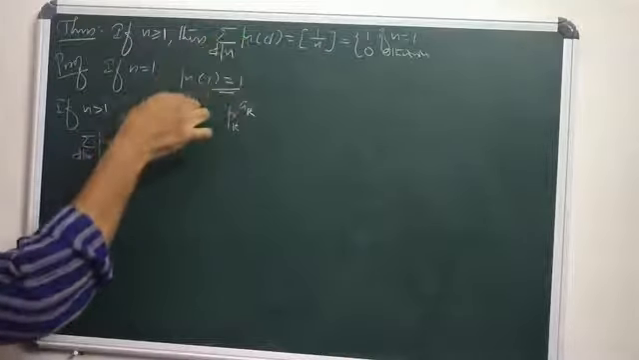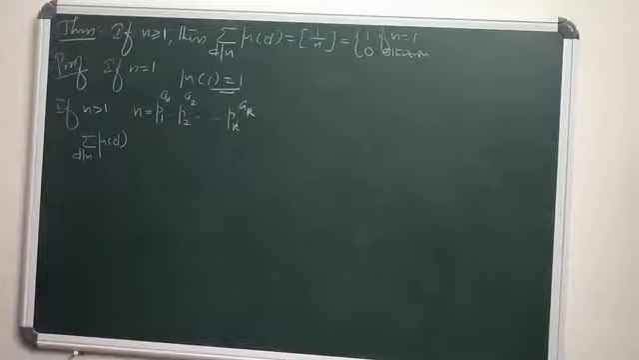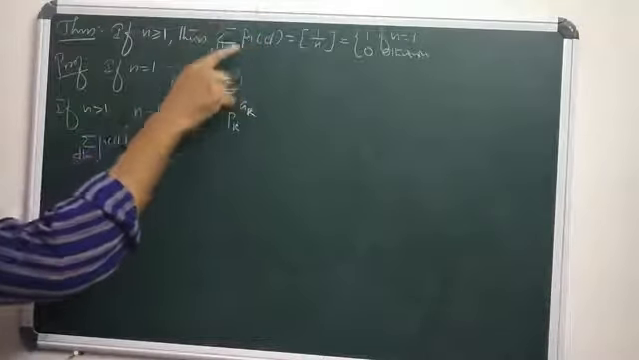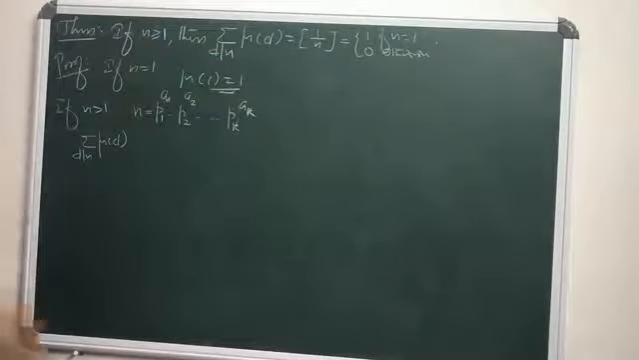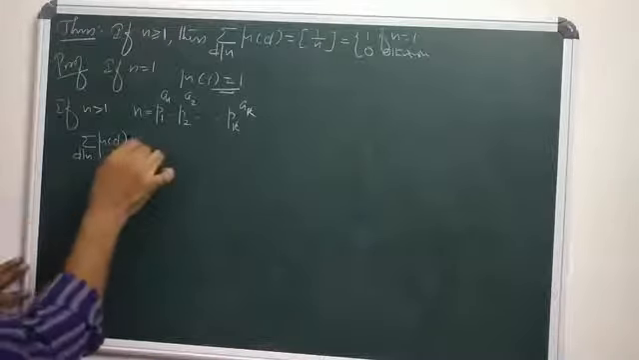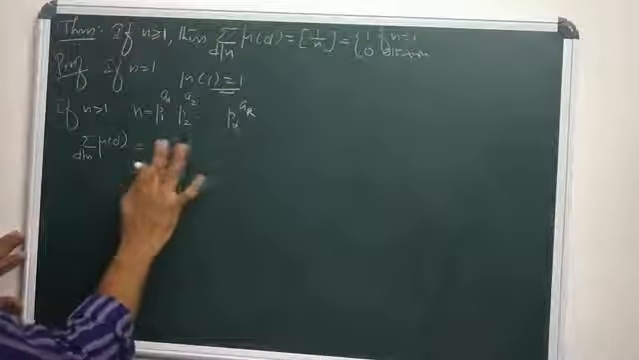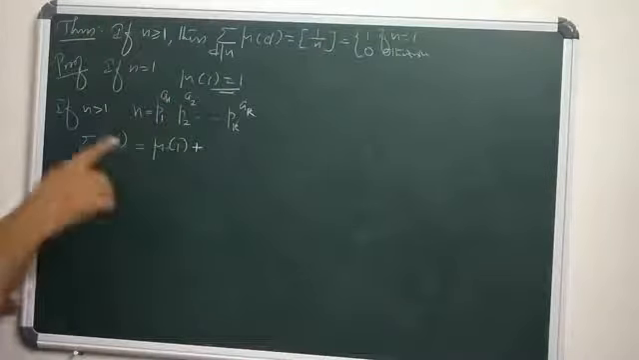If n has any square factor, then what is its mu value? That should be 0. So the non-zero terms in the sum come only when d equals 1, and when d is a divisor of n which is a product of distinct primes. So what is sigma d divides n mu of d? It is mu of 1, which is 1, plus the other terms.